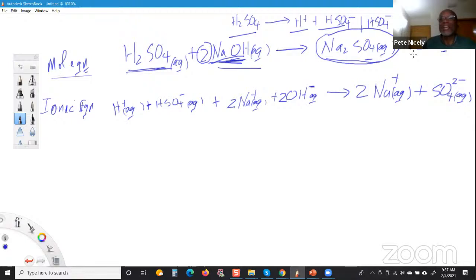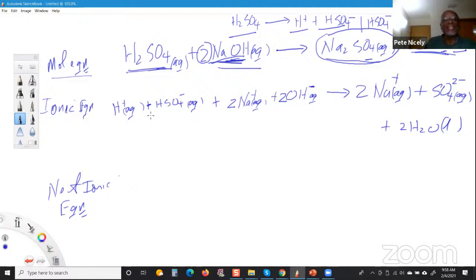And then finally, we have H2O, which is a covalent compound in a liquid state that will not undergo dissociation. So we simply rewrite this down here, plus 2H2O liquid. Okay, so the next step is to determine the net ionic equation. If you remember, to get to the net ionic equation, we have to cancel out those items that are common to both sides.